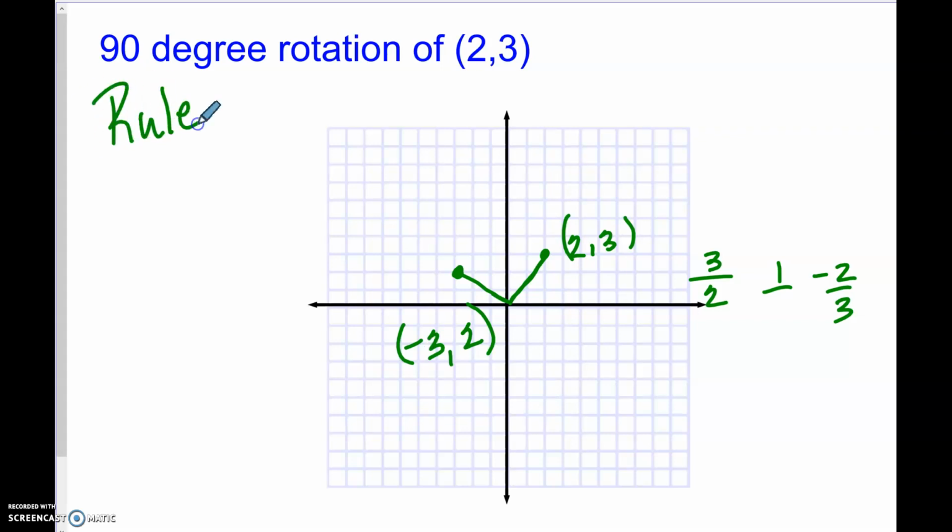So a 90-degree rotation rule. I like to write my rules as x's and y's. So it became what? The opposite of whatever y was. And then the x value stayed as the x value. 2 stayed 2, but the y came in front and it switched signs. So the rule for a 90-degree rotation is the opposite of y, comma, x.